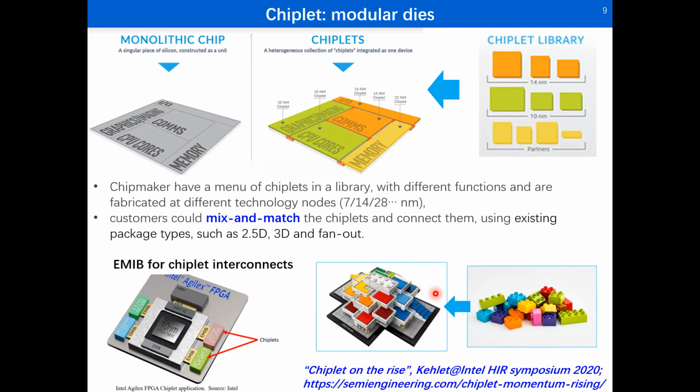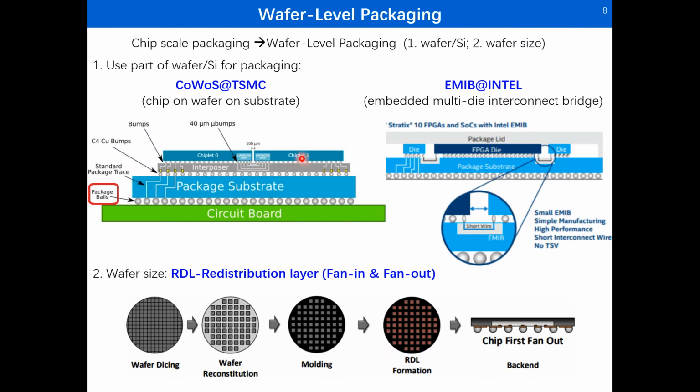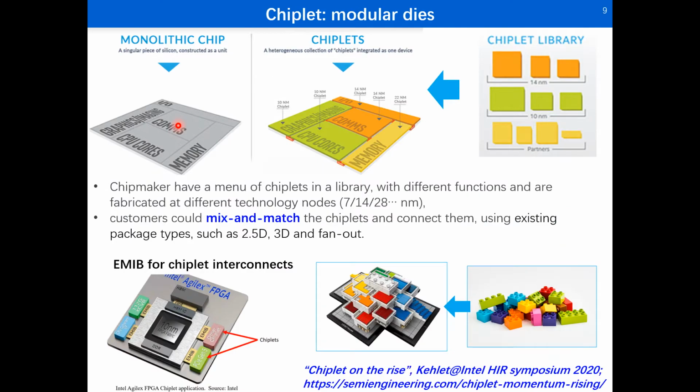Here we see a word, chiplet. So what is a chiplet? A chiplet means a small module die. We introduced a concept that a single die integrates many components such as CPU, memory, and so on. It is called a monolithic chip. Actually, this is the SoC we introduced before.